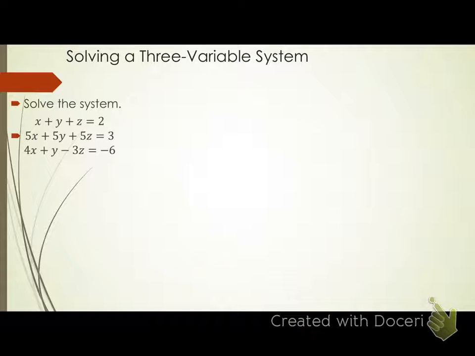Okay. Solve the system. X plus Y plus Z equals 2. 5X plus 5Y plus 5Z equals 3. 4X plus Y minus 3Z equals negative 6.